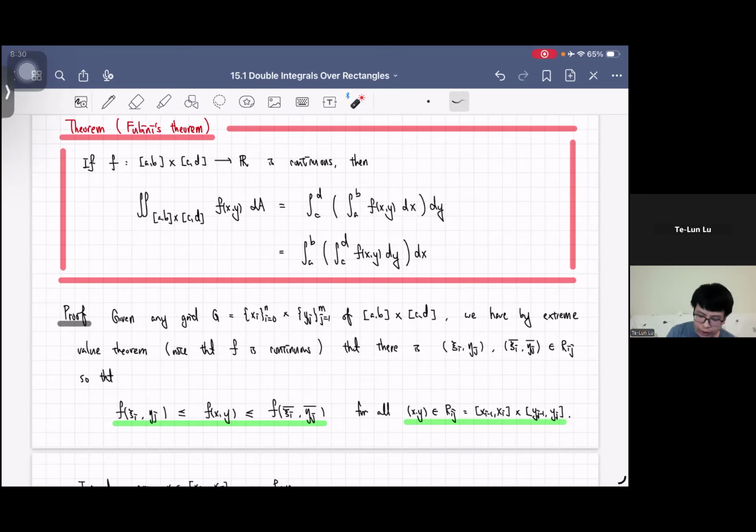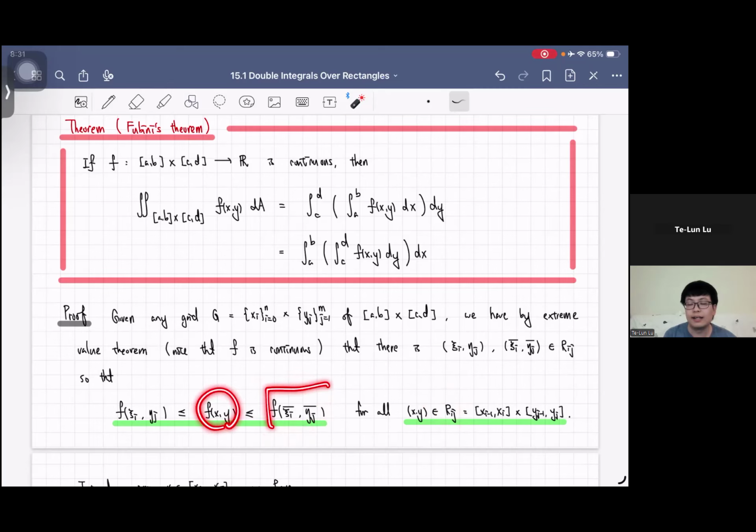Then we know that by the extreme value theorem, if you're not familiar with this, please go back to 14.7. Basically it is saying that a continuous function can always achieve its maximum or minimum value on a closed and bounded set. In this case, we are dealing with a rectangle, which is obviously closed and bounded. So you can find some point (ξi, ηj) and (ξi bar, ηj bar), sorry, I'm out of notation, so I use this weird notation, within this rectangle region Rij, so that it is the maximum over all points within the rectangle.